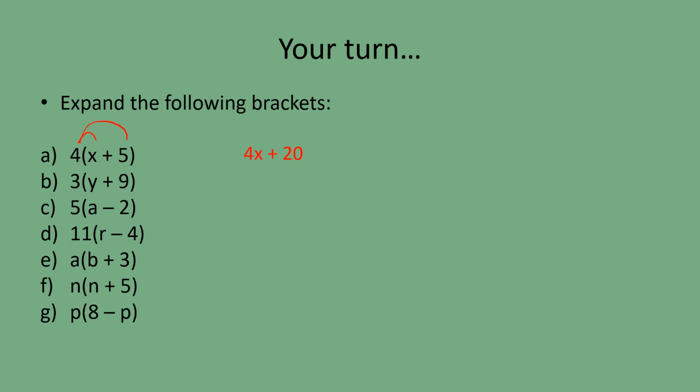And we're going to see the answers in 3, 2, 1. Okay, so most of these are fairly straightforward. You should end up with your last one being that 8p minus p squared, and we've got n squared plus 5n there. Tick them up and unpause when you're ready to move on.